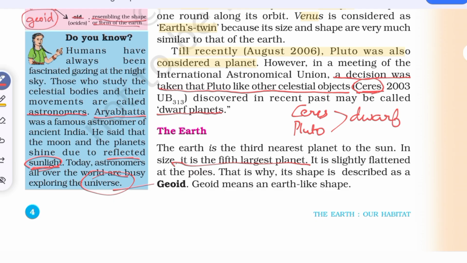It is slightly flattened at the poles, the north pole and south pole. That is why its shape is described as geoid, or orange-like structure. Geoid means earth-like shape.